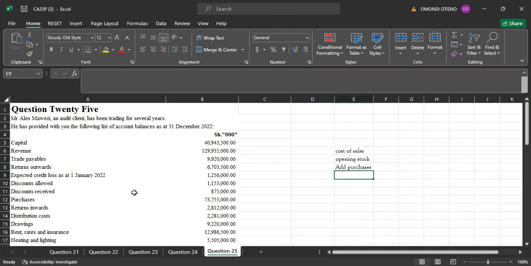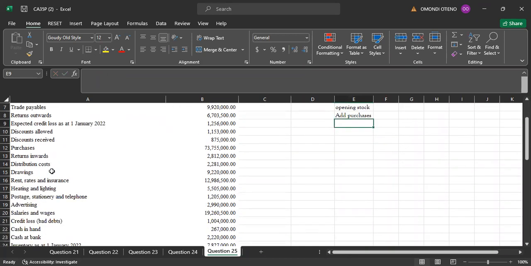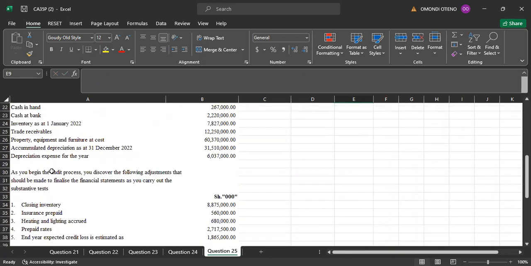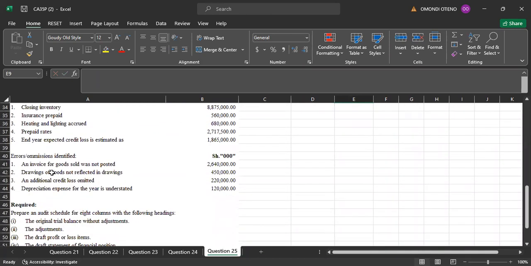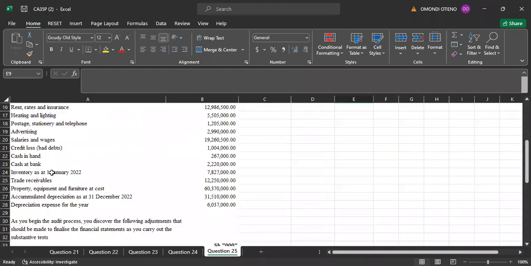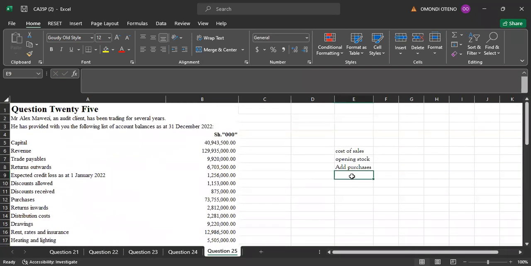Then, do we have anything in the name of carriage inward? The amount that was incurred to transport these goods to the company's premises. Do we have it here? No, it is not there in the information provided. So basically, we just need to get the net purchases, which is less returns outwards. Do we have returns outwards? We have it there.